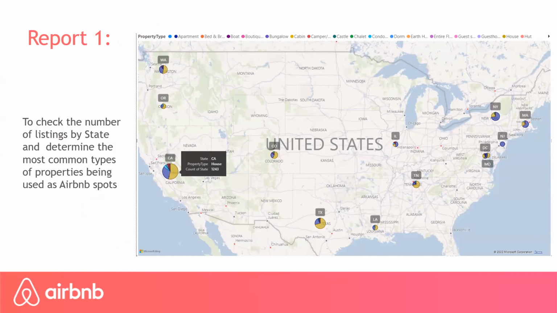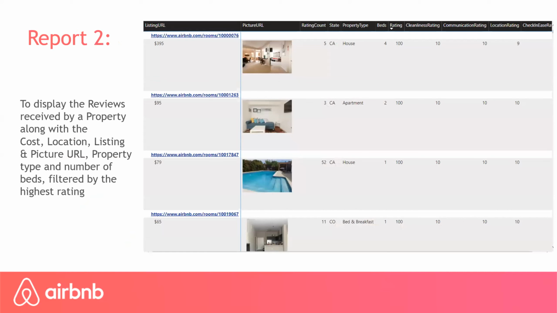In the second report, we displayed the reviews received by Airbnb properties, which consist of ratings, rating counts, cleanliness ratings, location ratings, etc., along with the cost, location, listing, and picture URL. We can click on the listing URL that would redirect us to the Airbnb website.